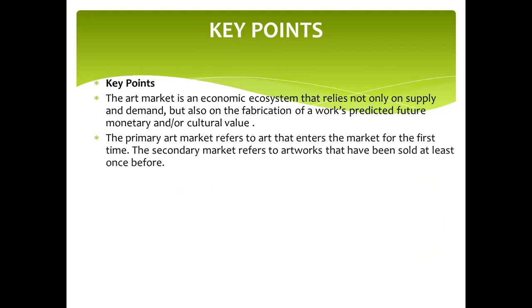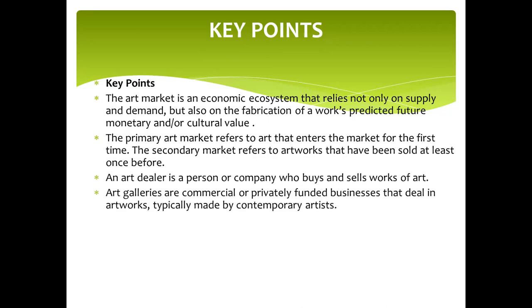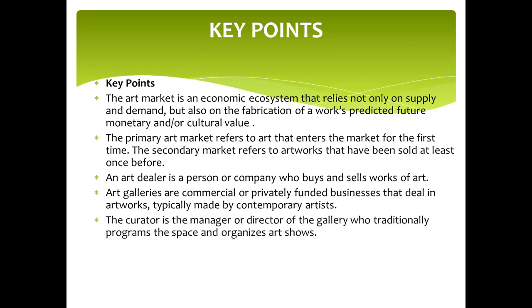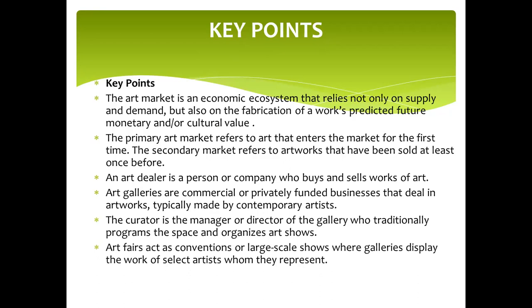So the key points for this one: the art market is an economic ecosystem that relies not only on supply and demand, but also on the fabrication of a work's predicted future monetary or cultural value. The primary art market refers to art that enters the market for the first time, while the secondary market refers to the artworks that have been sold at least once before. An art dealer is a person or a company who buys and sells works of art, and art galleries are commercial or privately funded businesses that deal in artworks typically made by contemporary artists. The curator is the manager or director of the gallery who traditionally programs the space and organizes art shows. Art fairs act as conventions or large-scale shows where galleries display the work of select artists whom they represent.